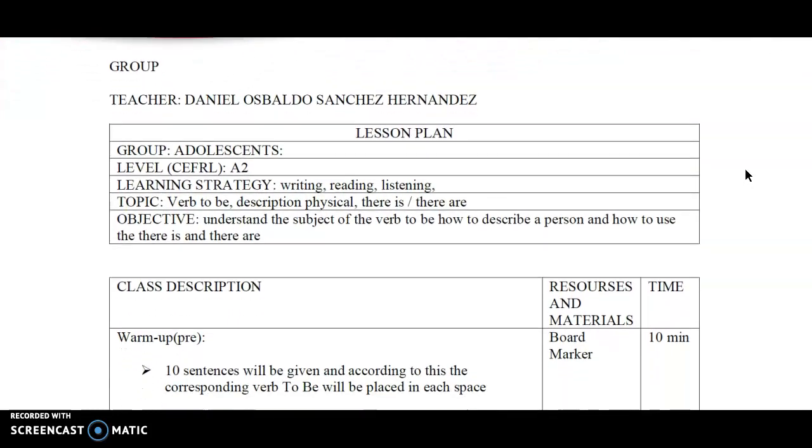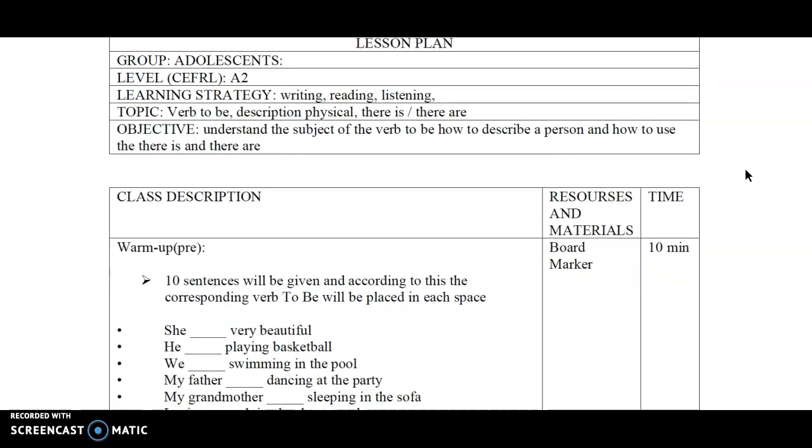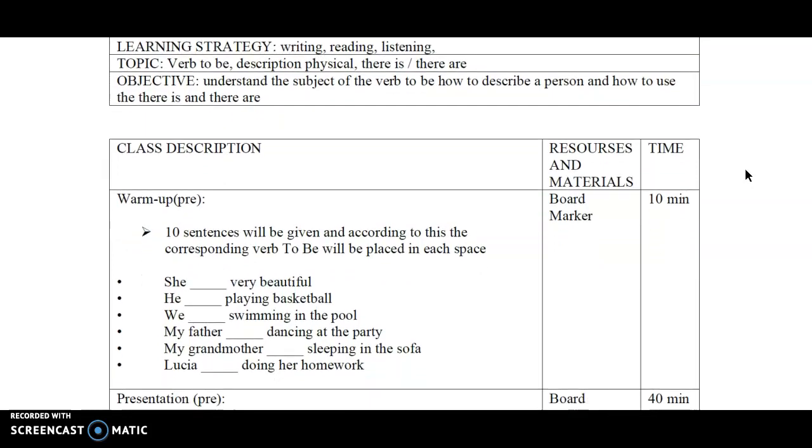Daniel Osvaldo Sánchez Hernández, lesson plan. Group: adolescents. Level: A2. Topic: verb to be, physical description, there is, there are. Class description.